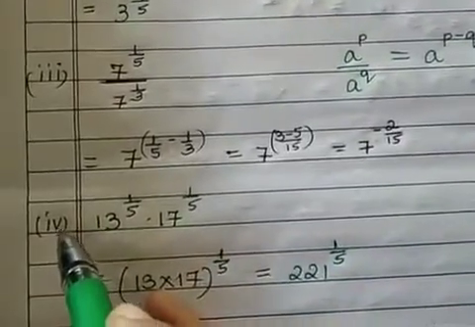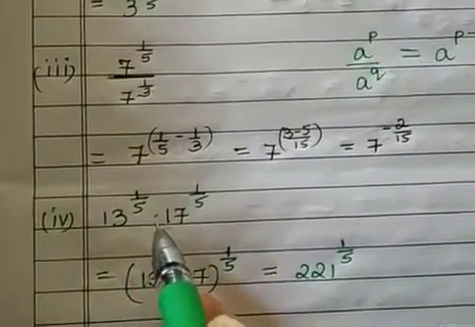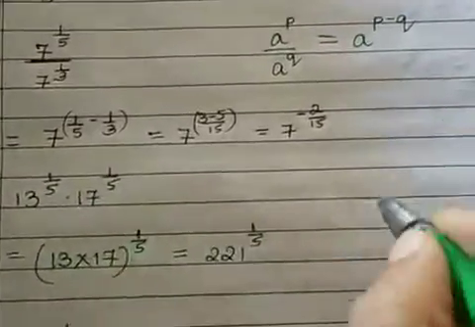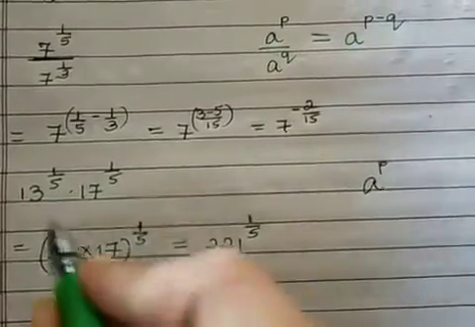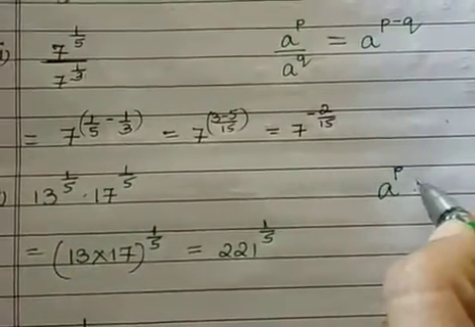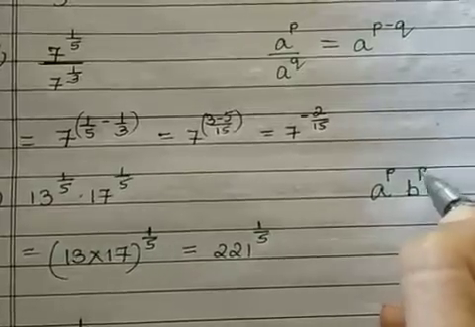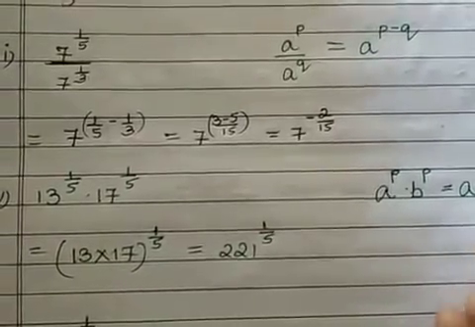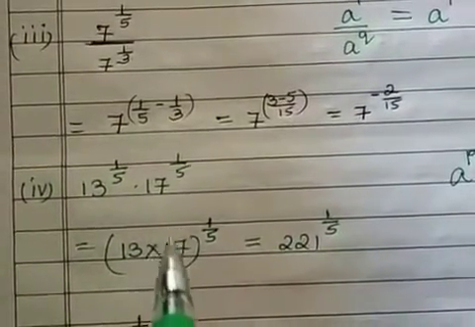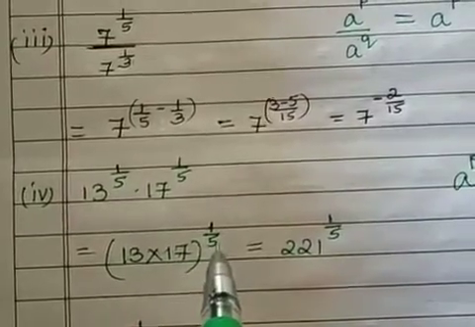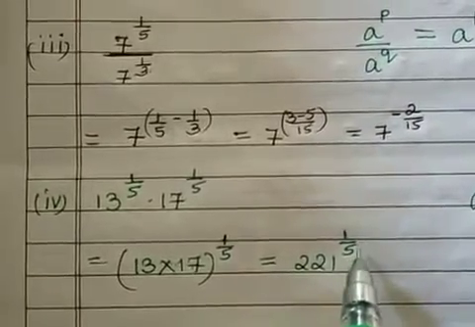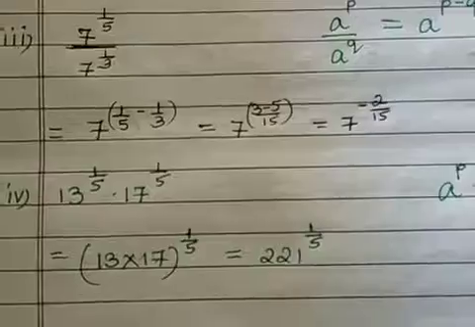The fourth example, 13 raised to 1 upon 5 multiplied by 17 raised to 1 upon 5. Now you can see bases are different but exponents are same. So it's of the form a raised to p into b raised to p, which is a b raised to p. So if I use that law, this is written as 13 multiplied by 17 raised to 1 upon 5. And this is equal to, on multiplication I get 221 raised to 1 upon 5.